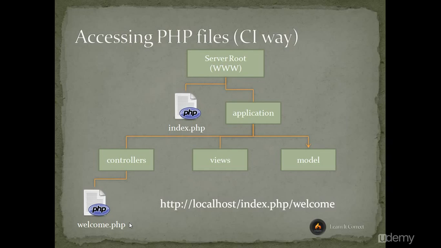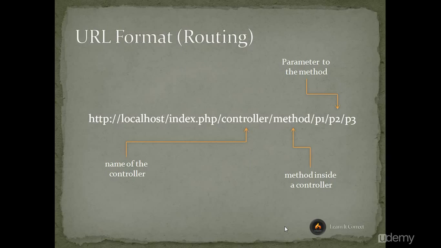If we need to access this welcome file, we cannot directly call application/controllers/welcome.php, but instead we use index.php. We call http://localhost/index.php, and we ask index.php to route to the welcome controller. This is how routing happens in Codeigniter, and I'll explain further how this routing works.